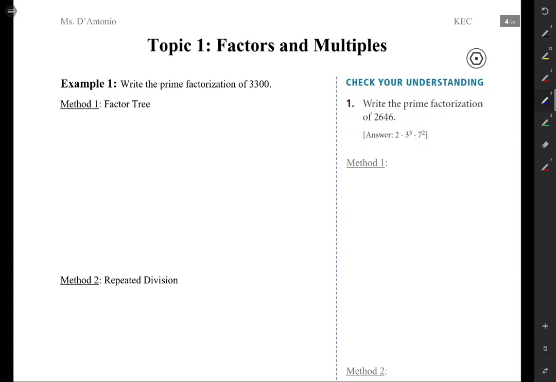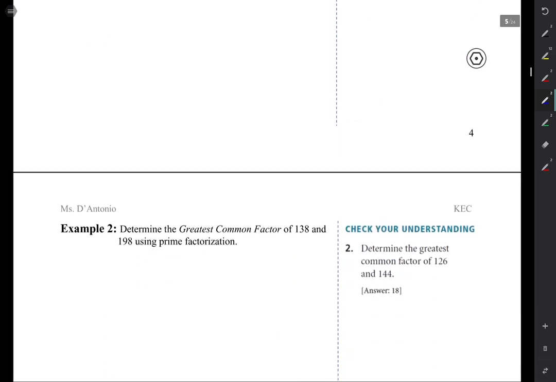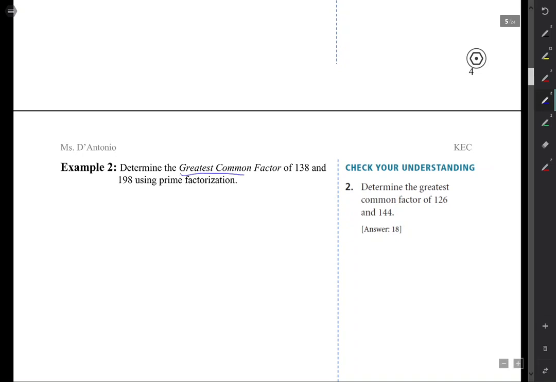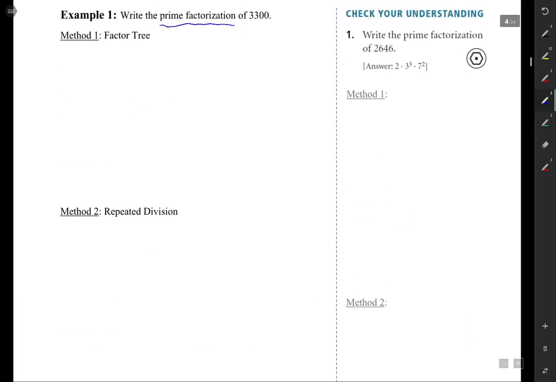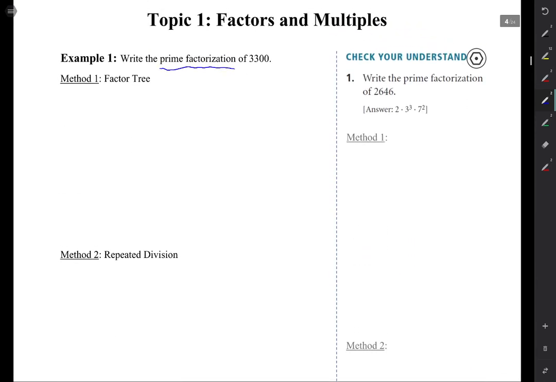In topic one, we're going to be looking at three different things. We're going to be looking at how to find the prime factorization of a number. We're also going to be looking at how to find the greatest common factor of a number and the least common multiple of a number. So let's start off with the prime factorization.